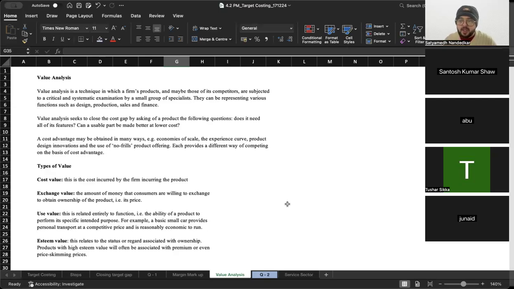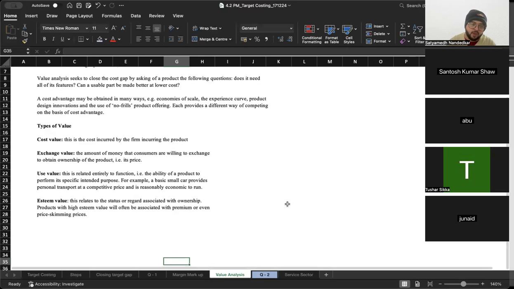Then the experience curve. See, when you do the same activity over and over again, naturally it leads to a reduction in the overall time that is taken to do that activity. And when there is a reduction in the time that is taken to do that activity, naturally the labor cost will get saved. So there are multiple ways in which a cost advantage can be obtained.